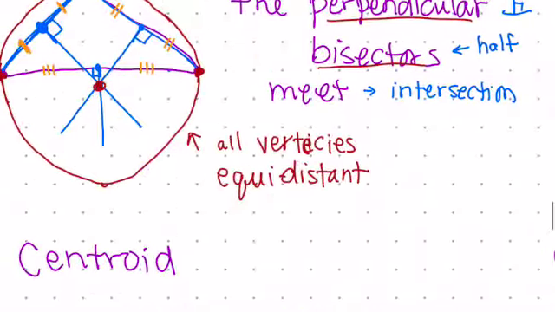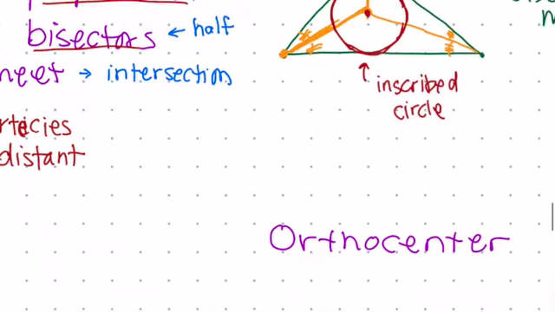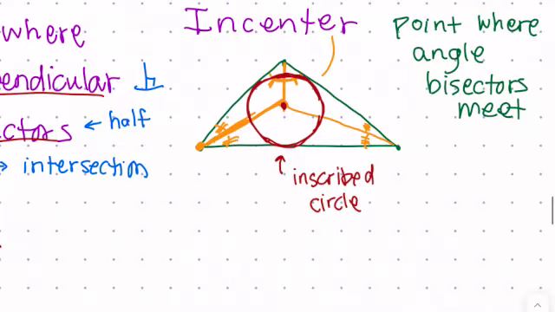Just like this one is called a circumscribed triangle, because the circle was scribing around the triangle. Anyway, you don't need to know those words. That's not part of the vocabulary. So we have the inscribed circle. The incenter is where the angle bisectors meet.